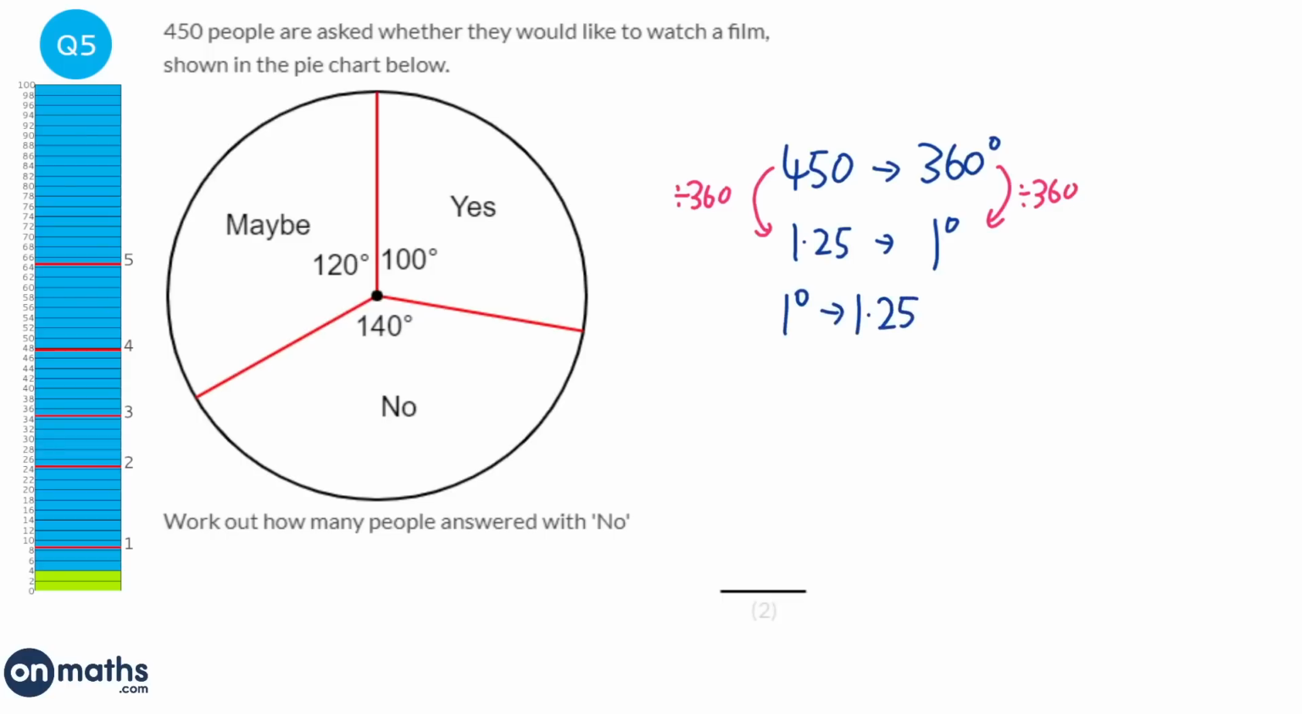Okay, and we're asked to find how many people answered no, which is 140 degrees. So we want to find out what 140 degrees is. So we obviously need to times that by 140, and we're going to times the other side by 140 as well. And when we do that, we get 175. So it'd be 175 people said no.